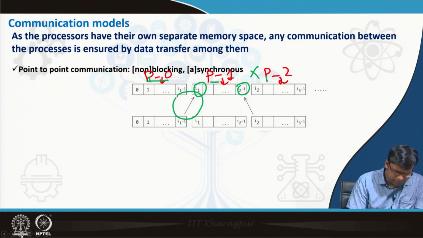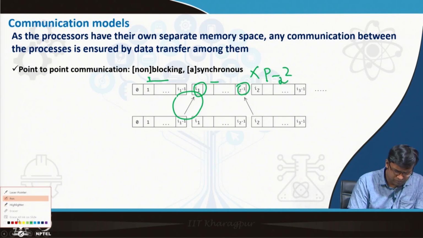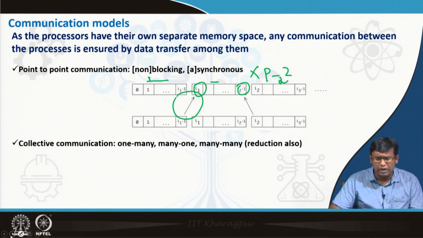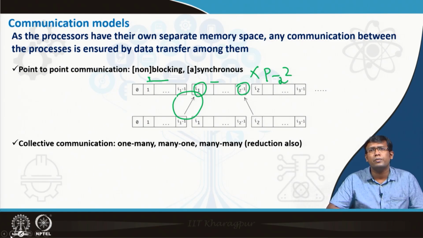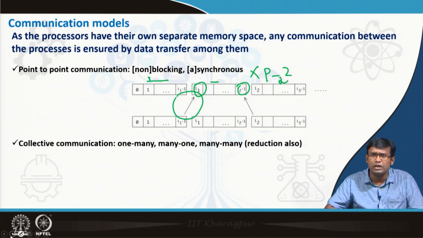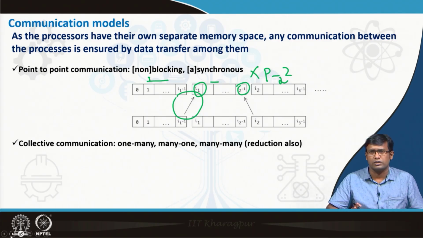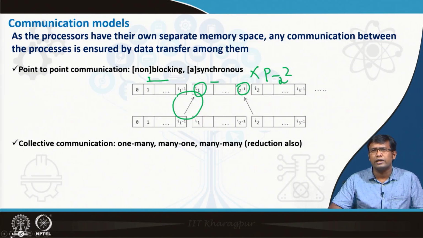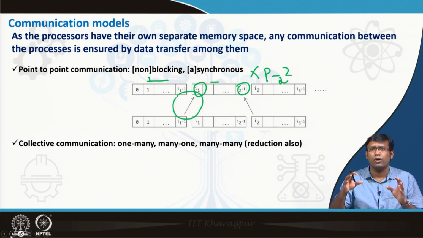The other one is collective communication, which is one to many, many to one, or many to many, and this also includes reduction. What is that? One processor will send data to all other processors, or each processor has some amount of data and one will collect data from all of them, or each processor has some amount of data, this data will be combined and will be given to all the processors.